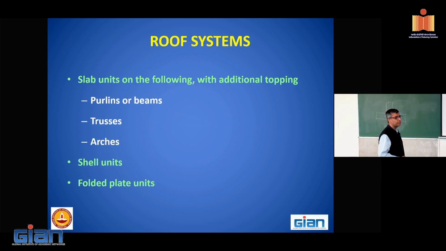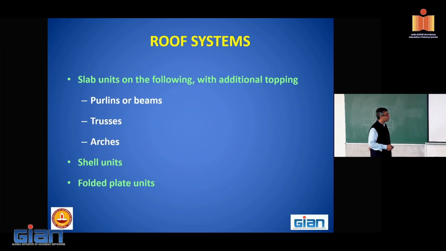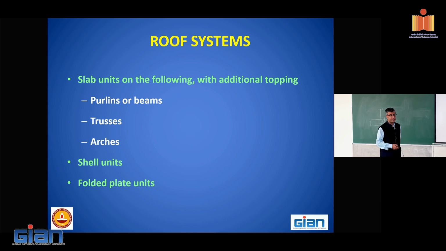For the roofs, we can have slab units with additional topping, and these units are supported by purlins. It's very much similar to steel construction, steel sheds, which are supported by trusses or arches. We can also have shell units, and we can have folded plate units. One photograph I have shown is of our ocean engineering wave basin, where they have used folded plates.